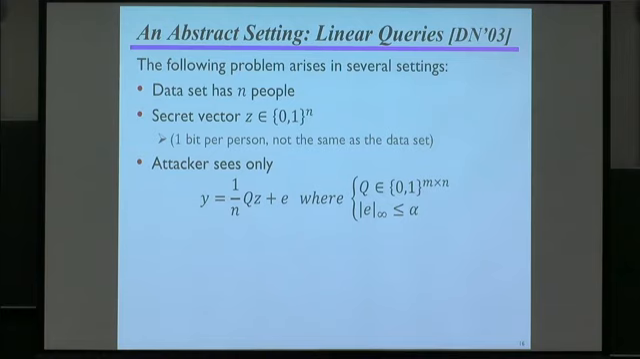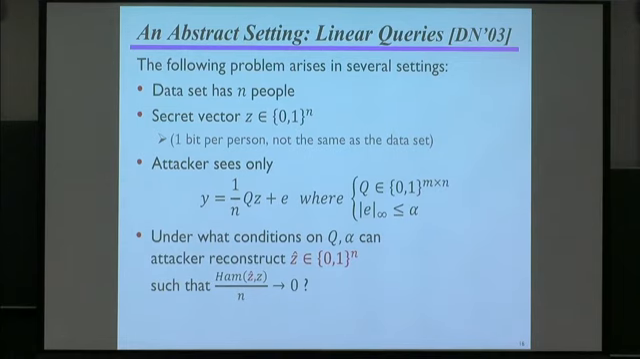The question is under what conditions on Q and alpha can the attacker reconstruct all or most of z, that is, construct a vector z hat such that the Hamming distance between z and z hat goes to 0 relative to n. Here the Hamming distance is the number of entries in which z and z hat differ.